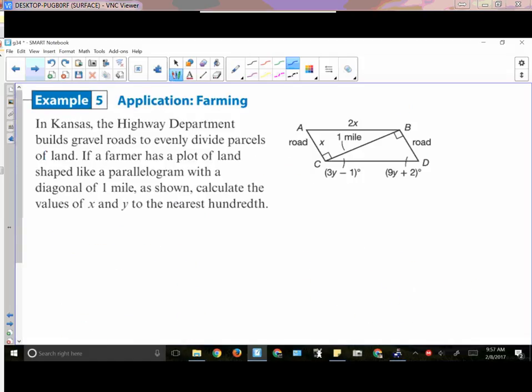So, let's try this one. It says, in Kansas, the highway department builds gravel roads to evenly divide parcels of land. If the farmer has a plot of land shaped like a parallelogram with a diagonal of 1 mile as shown, calculate the values of x and y to the nearest hundredth. Okay. So, what kind of triangles do I got here?